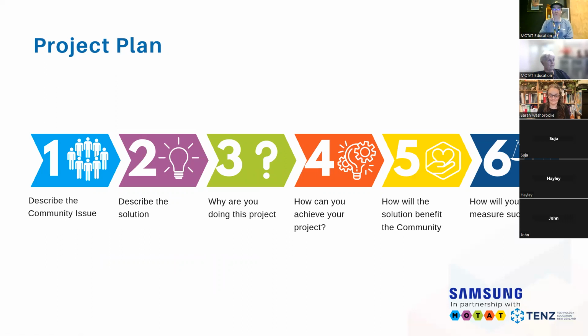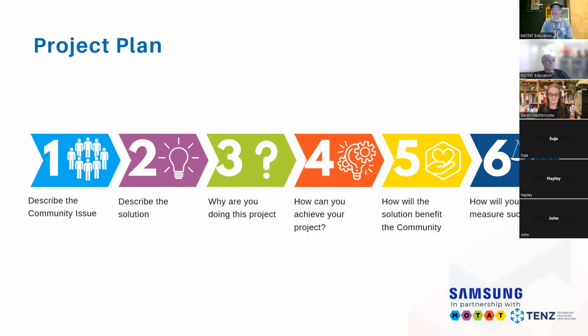Firstly, describe the community issue. What is the problem? 1 to 2 sentences will do just fine. Secondly, describing the solution. What is it that you've come up with? How are you going to change the problem in your community? What is it that you're going to make?